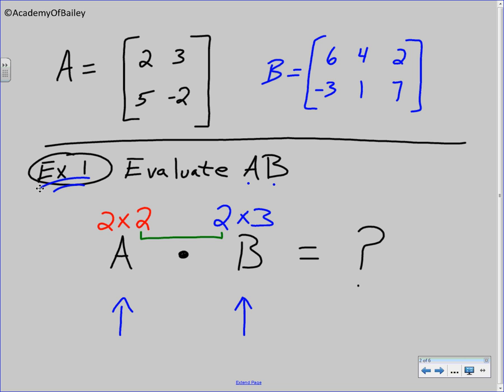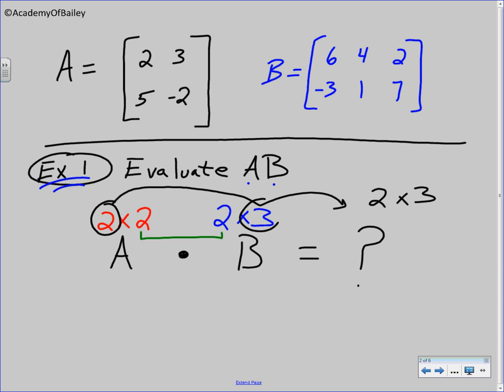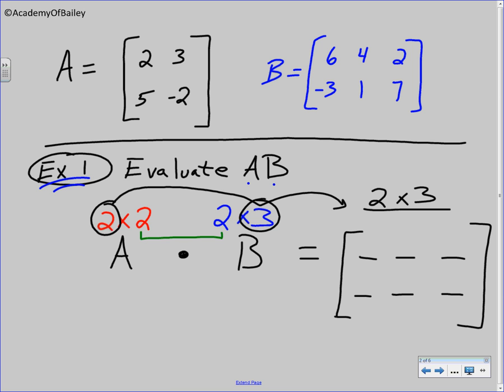Now, the neat little thing about doing this is when you multiply those two matrices together, you're going to get a matrix in your answer that is going to be a 2 by 3 matrix. Did you see that right there? This number and this number determine the rows and columns of your answer. So right now you know that it's going to have 2 rows and how many columns? 3 columns. So when you multiply those two, you'll just fill in those blank spaces there.